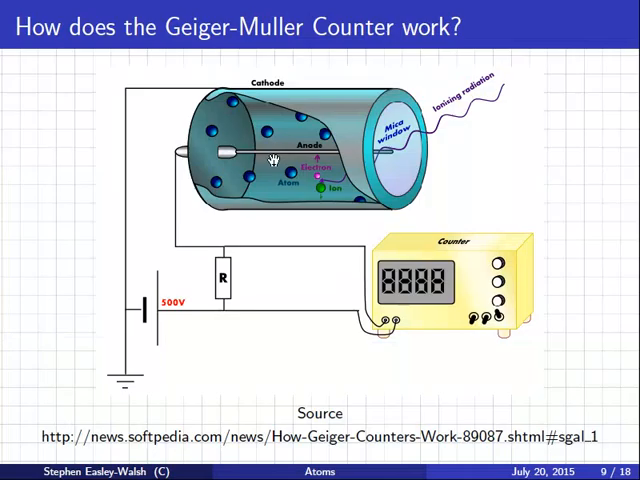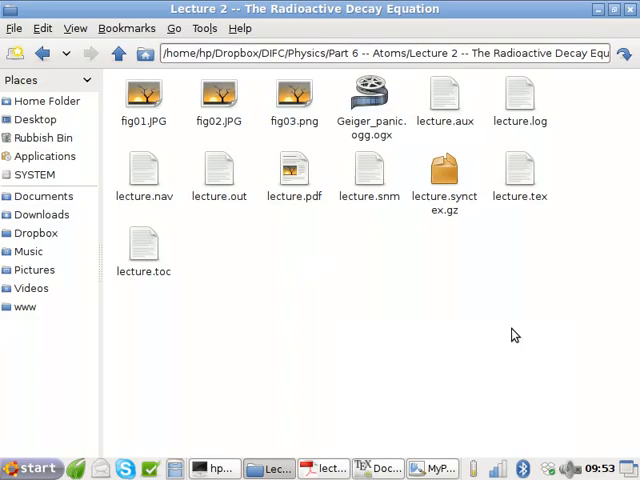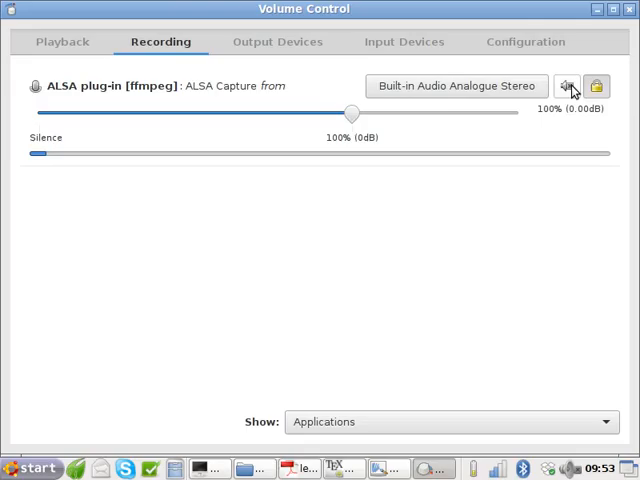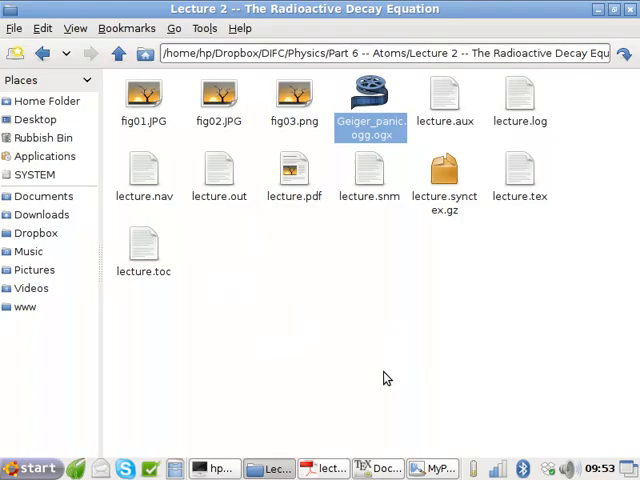I'll have to check. Anyways, I just want to play something for you here, but my sound isn't working properly. Let me just make sure I've got volume. The speakers are broken, but you might be able to hear it. It'll sound bad though. So this is the sound the counter makes.